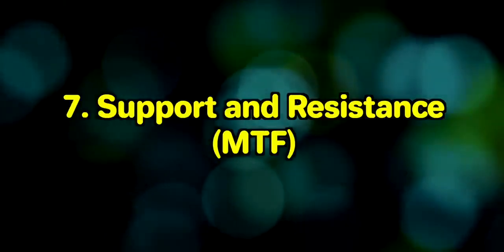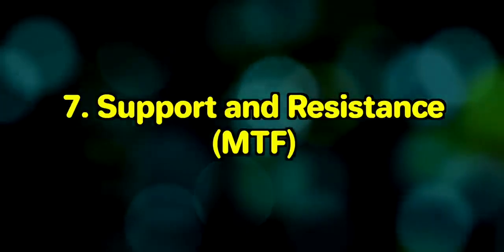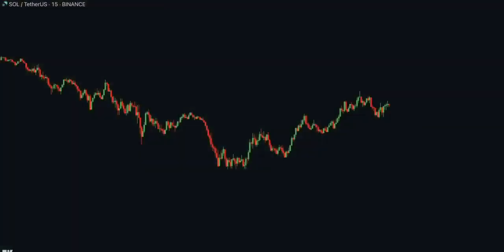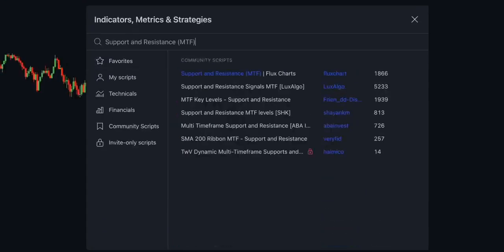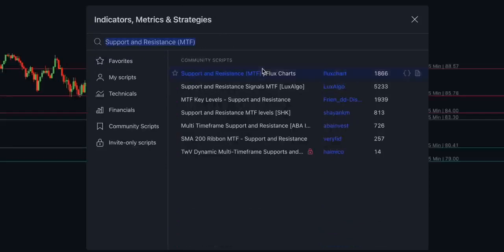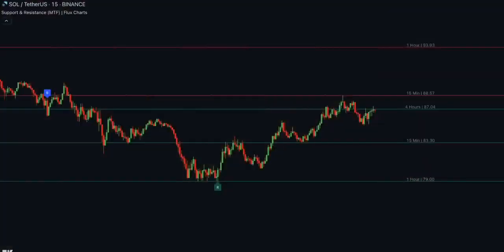Building on the excitement from our introduction, let's dive into indicator number 7. Once logged into your TradingView account, click on the indicators at the top and search for Support and Resistance MTF. Select this one right here. This groundbreaking tool is engineered to revolutionize your trading experience.